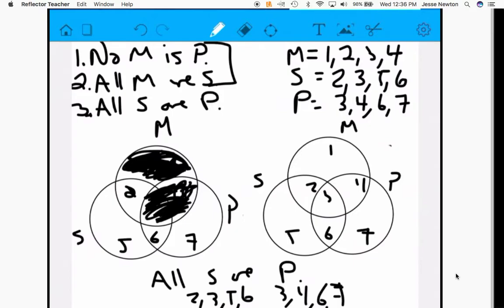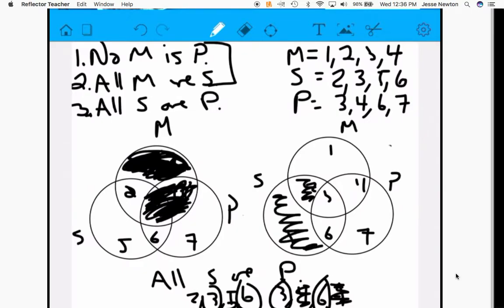And we circle the regions of overlap, which are going to be 3 and 6. And then we scribble out 4, we scribble out 7. And we're saying all S are in 3 and 6, which means none of them are in 2, and none of them are in 5. And so is this argument valid or invalid? This argument is invalid. This one wasn't even close.